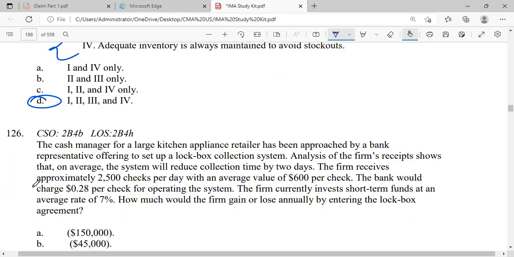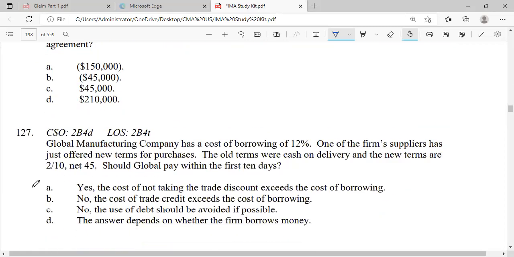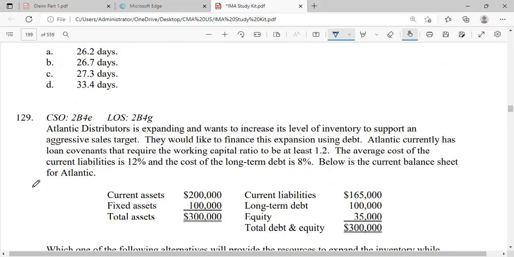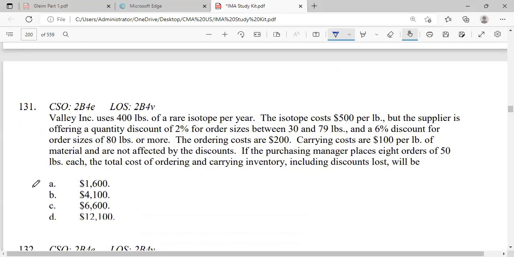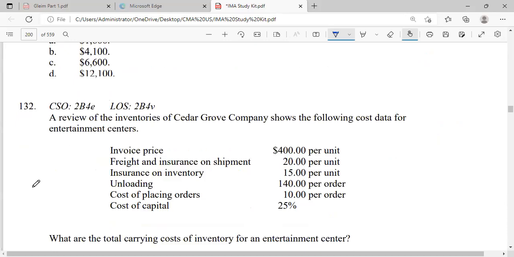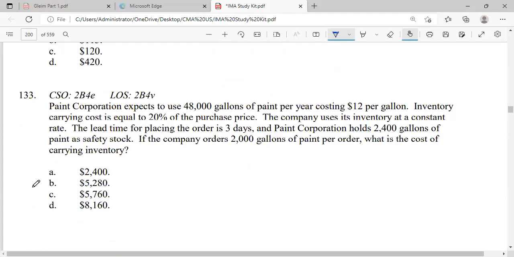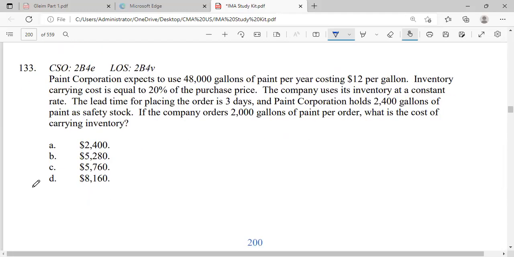Now let's move forward. This is a lockbox system question. Let us do question number 133.